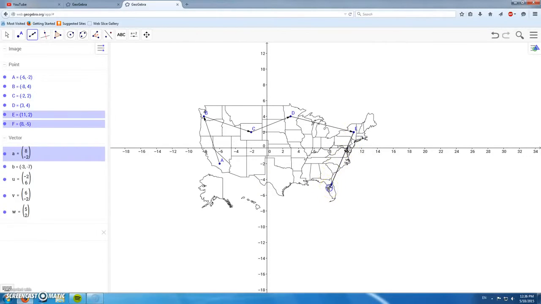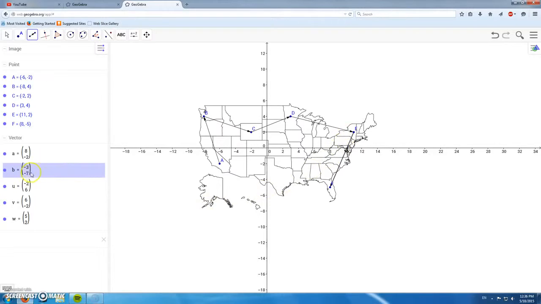From here to here, this vector is from point E to point F, negative 3, negative 7. So we go back 3, and then we go down 7, so that'd be 2, 4, 6, 7, and you would end up at point F. If we add that to point E's coordinates, that would be 11 plus negative 3 equals positive 8, and 2 plus negative 7 equals negative 5.